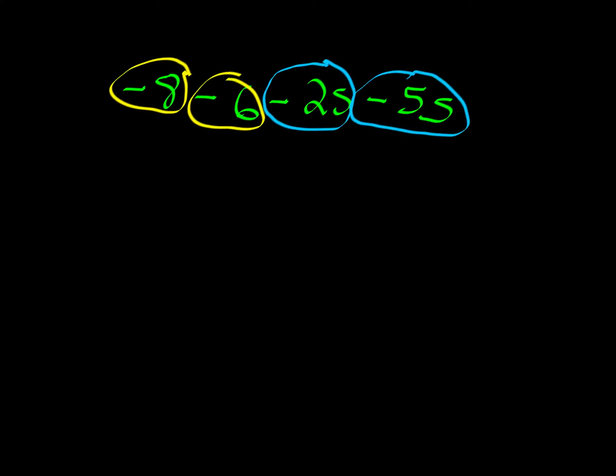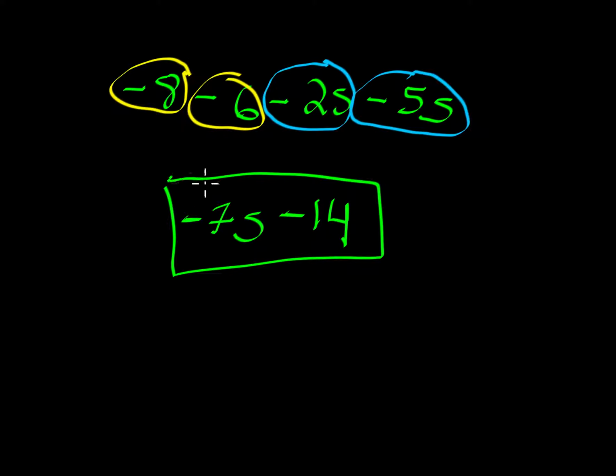Once we've finished identifying all the like terms, we can simply add those terms together. Negative 2s plus negative 5s is negative 7s, because negative 2 plus negative 5 is negative 7. And negative 8 plus negative 6 gives us negative 14. So our answer is negative 7s minus 14.